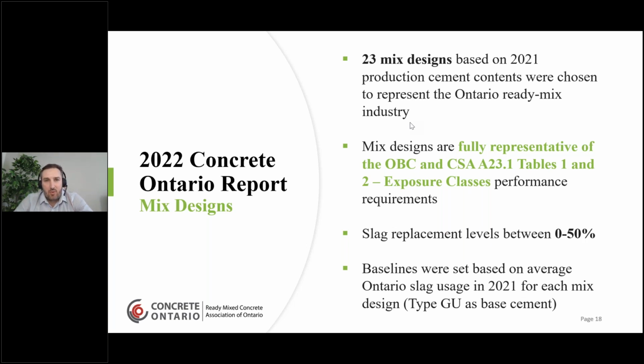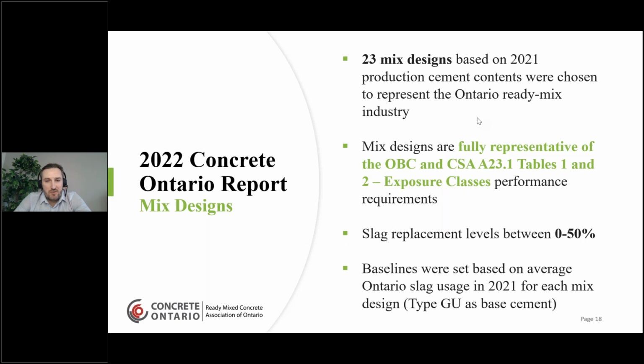So for this report, we looked at 23 different mix designs, and it was based on the production of the 2021 season, because we did not have to wait for a complete year worth of data. We were able to get averages from a nice little working group. We were able to draft 23 specific mix designs that were fully representative of the Ontario Building Code and CSA A23-1 tables 1 and 2, which are the exposure classes. We looked at different slag replacement levels, anywhere between 0 to 50%.